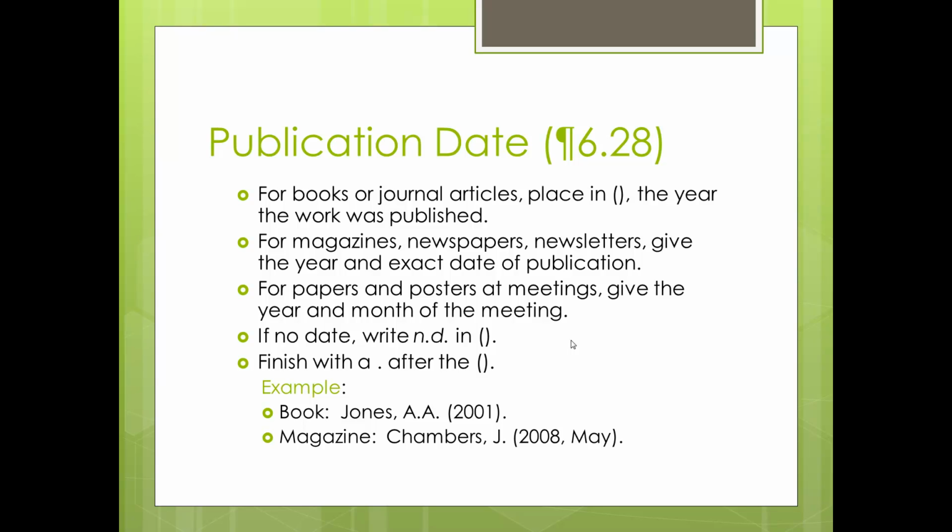Let's look at our examples. For a book, you see our author's name, initials, and publication date, followed by a period. For a magazine, you will see the same order, except that the date includes the month. If a day is available, include it as well.